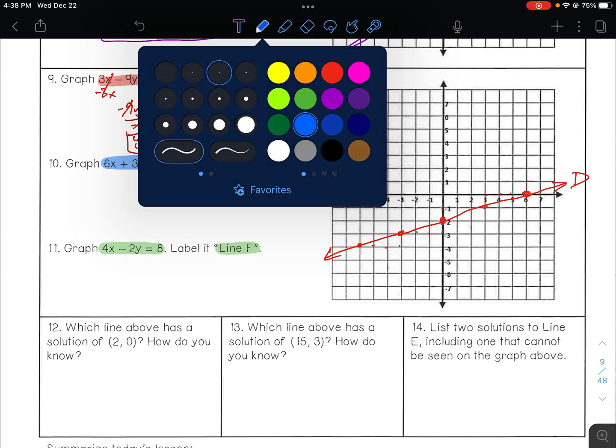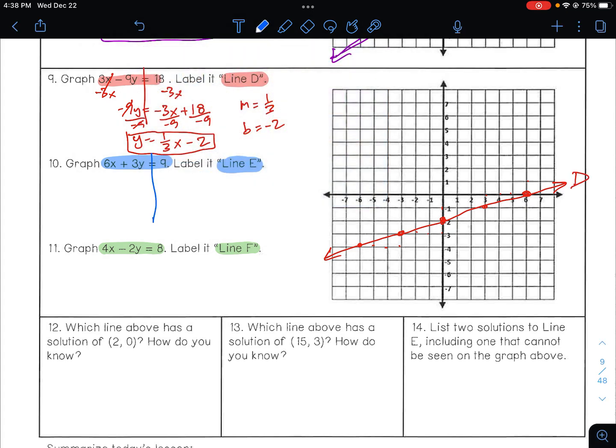Let's do line E now, also not in slope-intercept form. So let's get rid of the 6x. 9 and 6x do not combine, so I'm left with negative 6x plus 9. We have 3y over here. Divide by 3 to cancel. We're left with y. Divide this by 3, divide this by 3. Negative 6 divided by 3 is negative 2x. 9 divided by 3 is 3. Our slope is negative 2, or negative 2 over 1. Our y-intercept is 3.